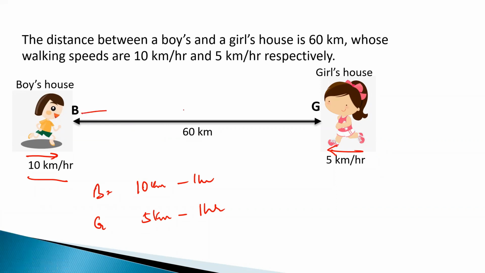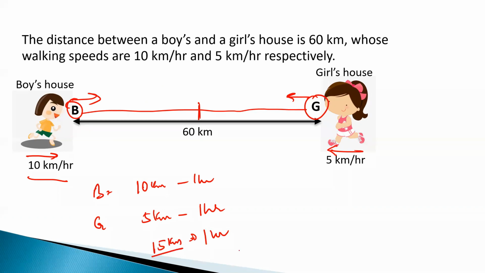So this 60 kilometers of distance is covered by both the boy as well as the girl. The girl in this direction, the boy in this direction, and finally they will meet somewhere here and cover the whole distance. So now we need to understand how much distance both boy and girl cover in 1 hour. This stands to be 15 kilometers of distance. They cover 15 kilometers in 1 hour. But they have to cover the complete distance of 60 kilometers to meet each other.